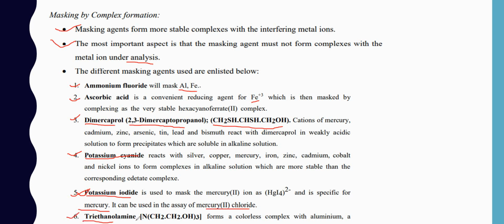Sixth is triethanolamine, which forms a colorless complex with aluminium and a yellow complex with iron. So triethanolamine: aluminium and iron. Potassium iodide: only mercury, this is very important. Potassium cyanide: many metal ions. Dimercaprol: also many. Ascorbic acid: specifically for iron. And ammonium fluoride: for aluminium and iron.